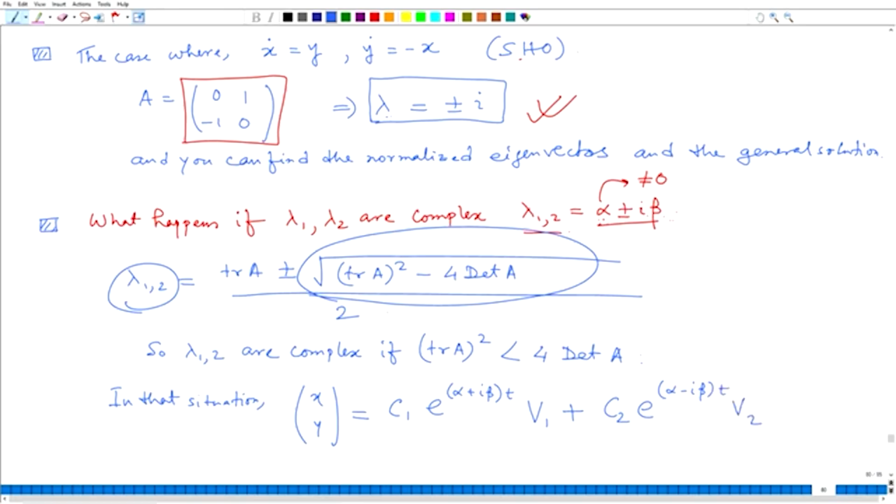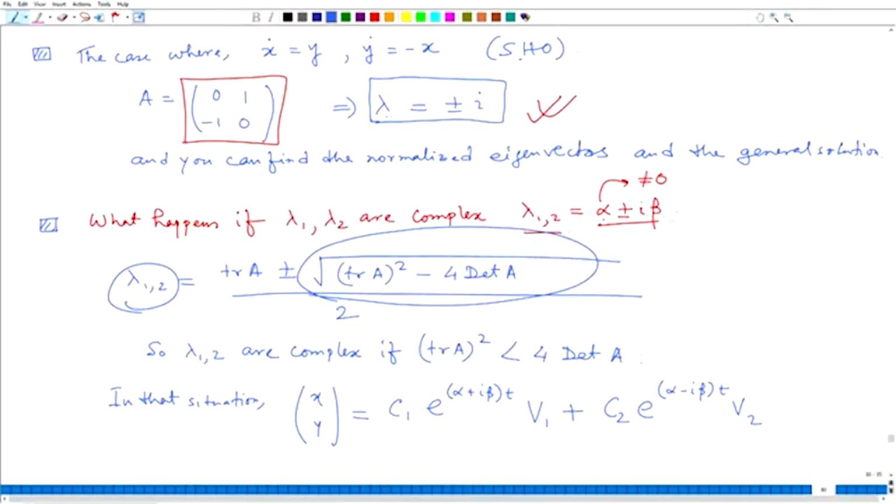Okay. Now, you see, I can do the proper analysis, but that will be cumbersome. I would just try to find the nature of the phase space trajectory here. So, you will see that both x and y have some part. You can actually write C1 e to the power alpha t e to the power i beta t V1 plus C2 e to the power alpha t e to the power minus i beta t V2.